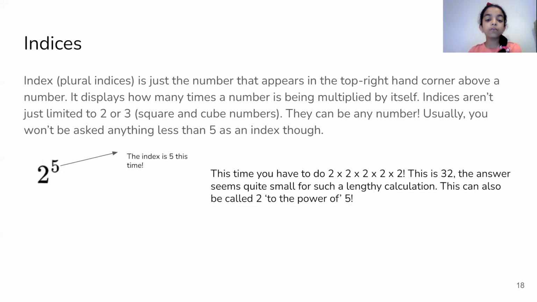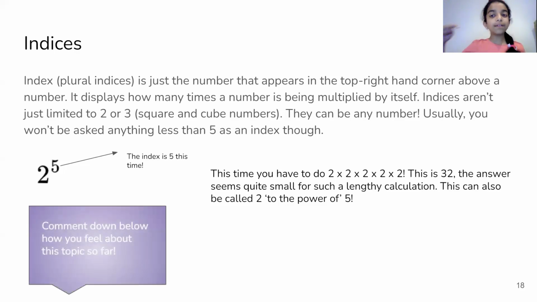So this can also be called 2 to the power of 5. Since we don't call these indices any special names like square or cube numbers, we just call them 2 to the power of 5 or 2 to the power of 6 or 4 to the power of 10. You can also say 2 to the power of 2, but most people just say 2 squared, or 2 cubed. So comment down below how you feel about this topic so far, so I can know if I'm teaching this properly.